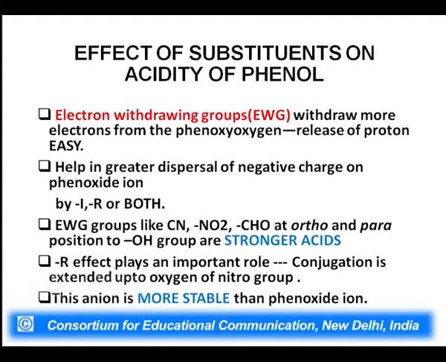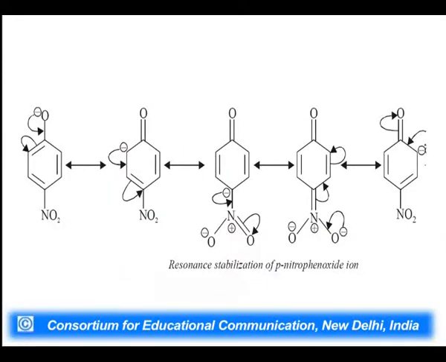So when these groups are present at ortho and para positions, if I look into the acidity of nitrophenols, then what we find is that nitro group, when it is present at ortho and para positions, it stabilizes the phenoxide ion by pulling the electrons towards itself through minus I and minus R effect. What we mean here is that through minus I and minus R effect, the electrons will be delocalized further onto the oxygen of the nitro group, hence stabilizing the anion.